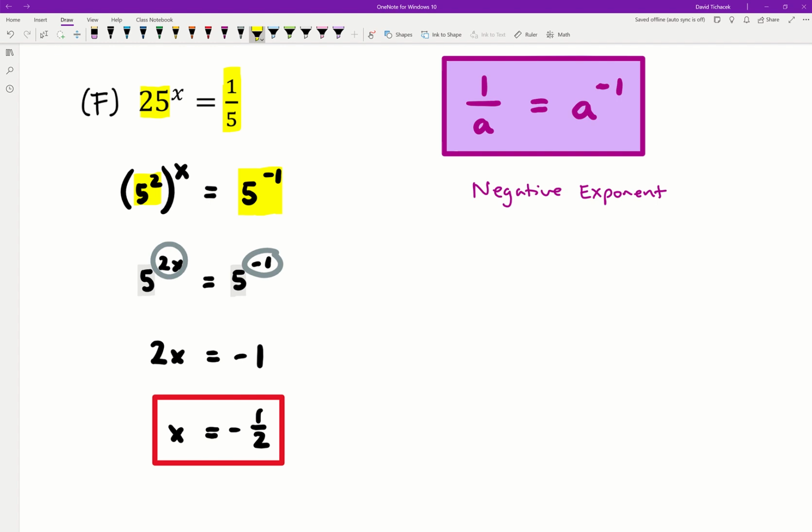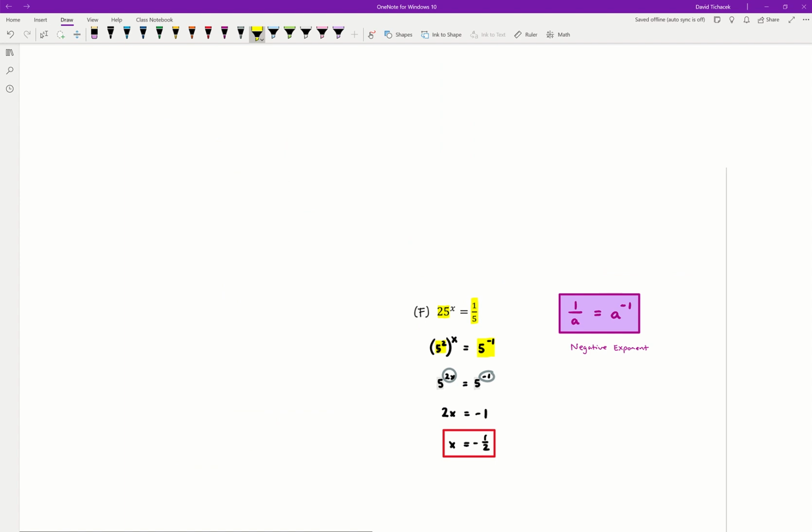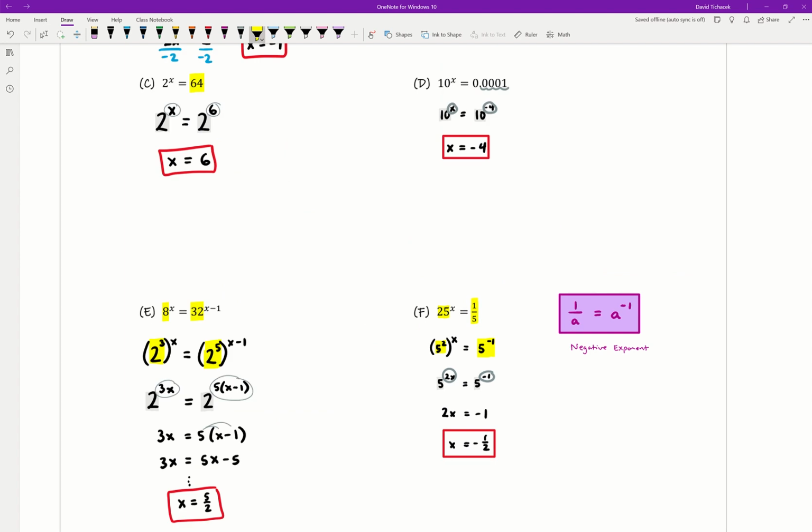And so now you can see that I've rewritten both sides as a base of 5 to some power after rewriting that 25 as 5 squared. And then I can just set my exponents equal and then solve from there. So that's going to be one of the things that might pop up if you ever have a fraction like 1 over a number. Just remember that you could always rewrite that as that number to the power of negative 1, okay?